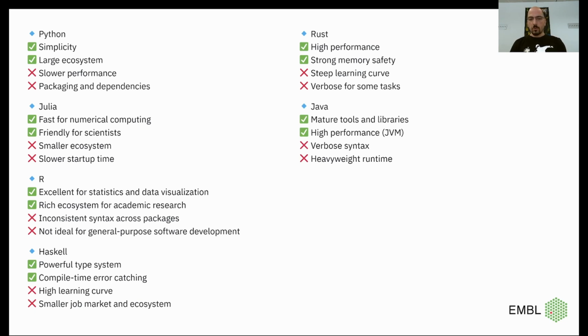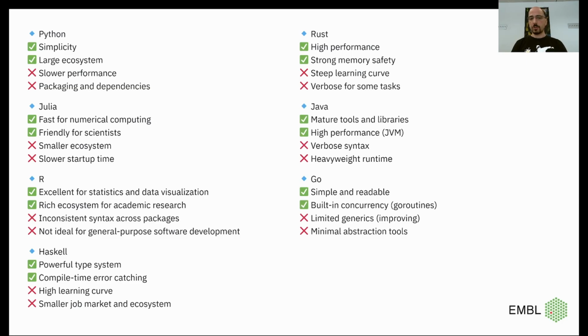Java, you probably know a bit of it. It's quite mature. It's still used in many fields, image analysis, for instance, being one of the ones for the longest. Fiji, ImageJ, and such tools have been long-standing. If you work with it, it has a verbose syntax and a rather heavyweight runtime. Go, not so much in the research space, but it's simple, readable. It has quite some interesting features, and it has quite a niche space also in the web development area. It has some limited ability to use generics, but things are improving, and some limited abstraction tools.